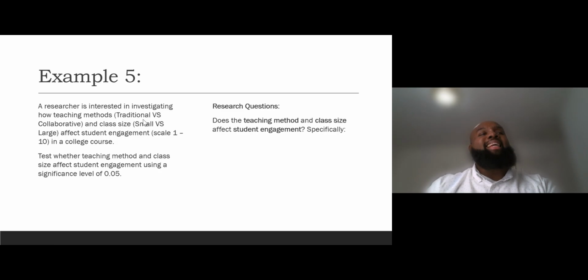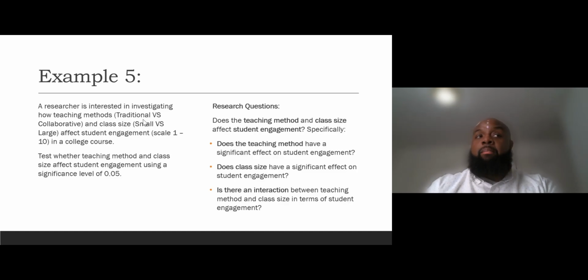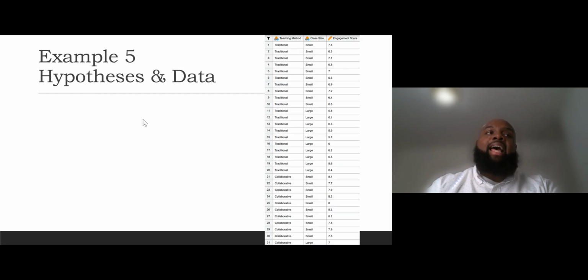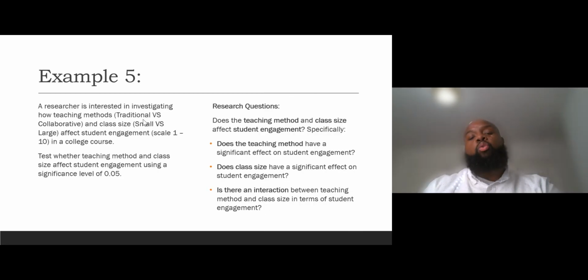But when I see this, I actually see three different questions that we could possibly answer with the two-way ANOVA. Does teaching method have a significant effect on student engagement? Does class size have a significant effect on student engagement? And is there an interaction between those two variables on impacting student engagement? And so let's see how we can potentially test for each of those questions, right?